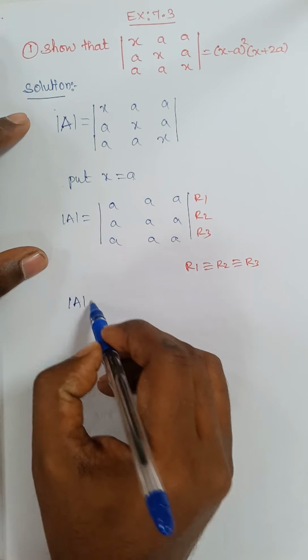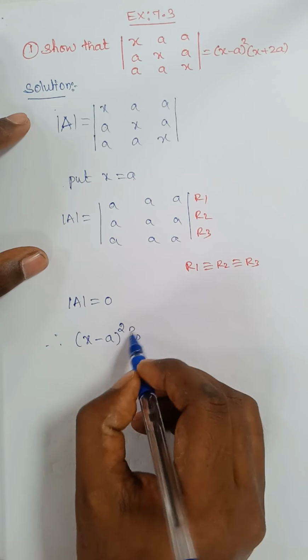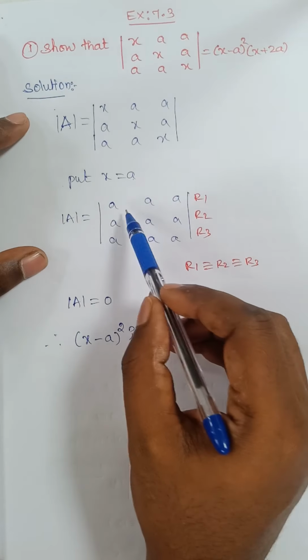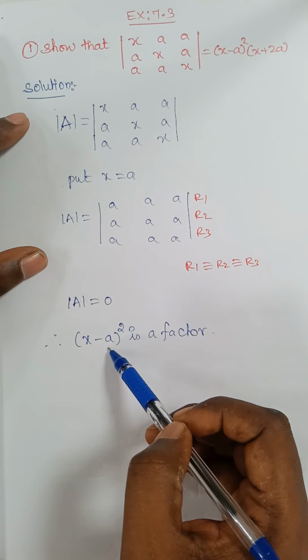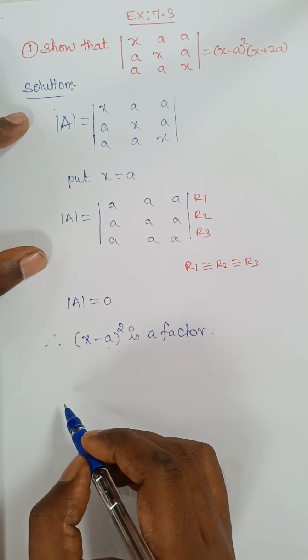So what is the factor? When we apply x equal to a, the determinant becomes 0. Two rows identical would give x minus a as a factor. Here three rows are identical, so (x minus a) the whole square is a factor.